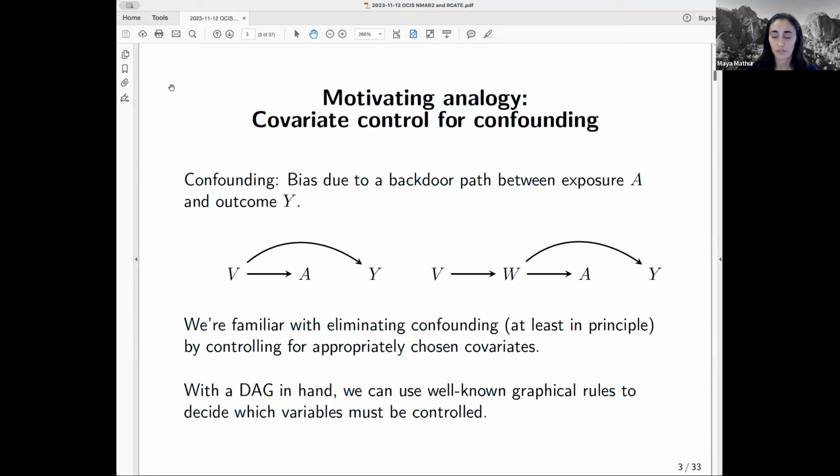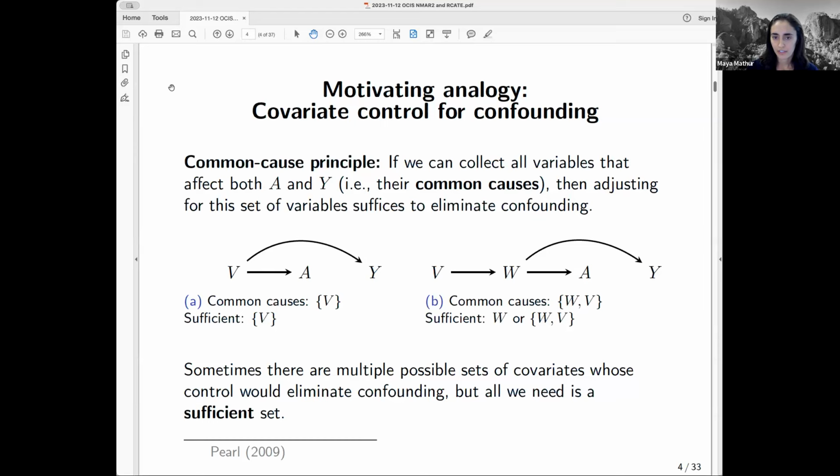So in particular, one such rule out of various possibilities is what's sometimes called the common cause principle. And this was articulated in some of Pearl's early work. This is just saying that if we could collect all variables that affect both the exposure A and the outcome Y, so in other words, they're common causes, then adjusting for this set of variables suffices to eliminate confounding. So, for example, in this very simple structure on the left, the simplest possible confounding DAG, the common causes of A and Y are indeed just V. And so indeed V would be a sufficient adjustment set.